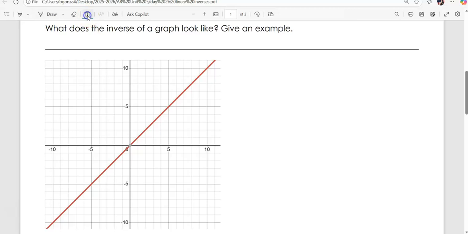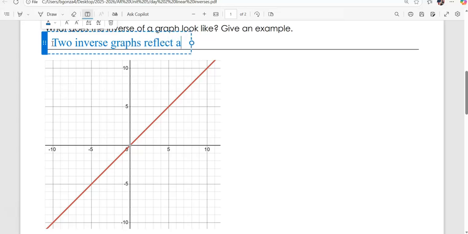So what does the inverse of a graph look like? Two inverse graphs reflect each other across, over the line y equals x.